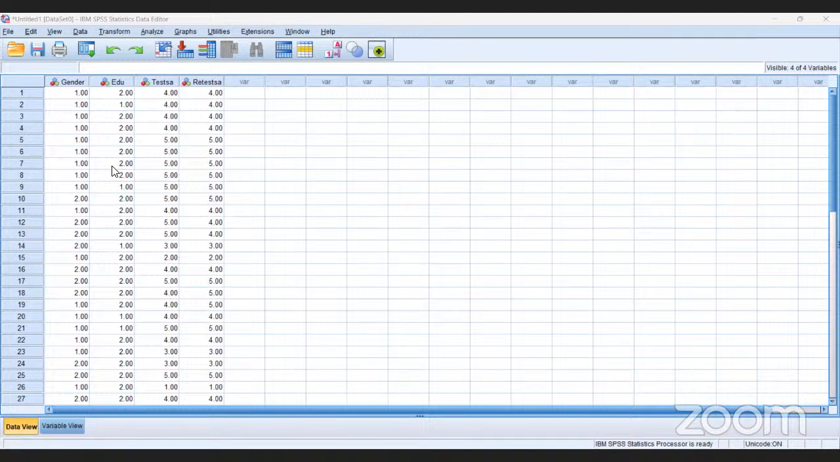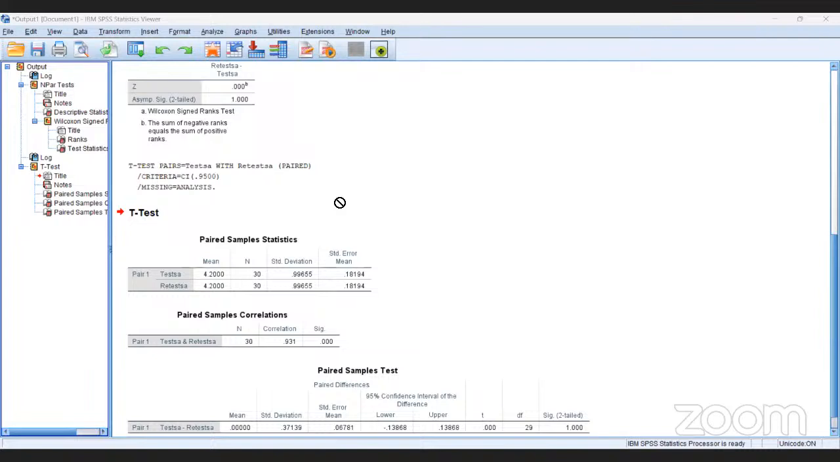When you click OK, is it visible to all of you? He will get the output. So this is the output. Since it is a hypothetical test, you have noted that the test and retest mean is the same.